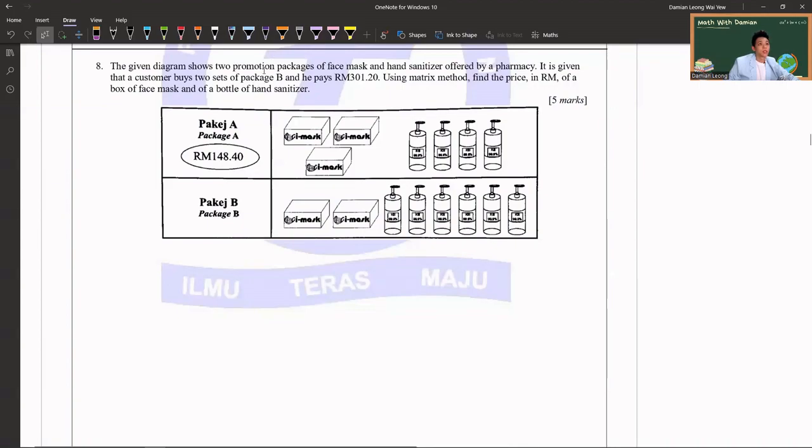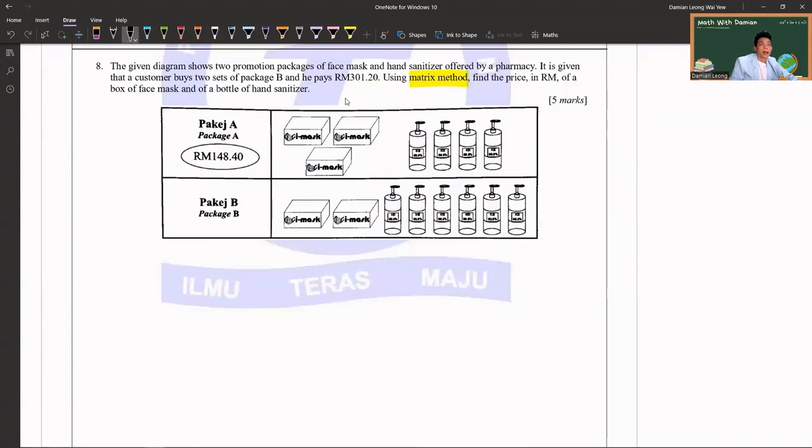That's for this question. Question 8. So I have a diagram here showing 2 promotion packages of face masks and hand sanitizer offered by a pharmacy. It's given that a customer buys 2 sets of package B and he pays 301 ringgit 20 cents. Using matrix method, find the price in ringgit of a box of face masks and a bottle of hand sanitizer. Okay, so this one I have to use matrix method. It's specifically stated.